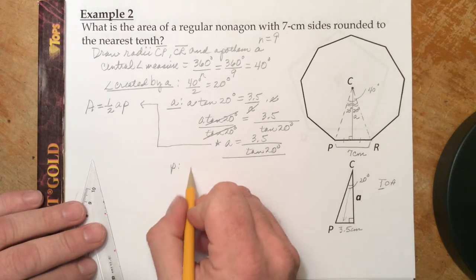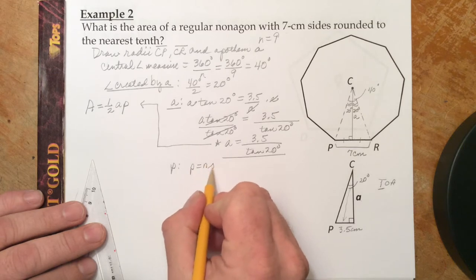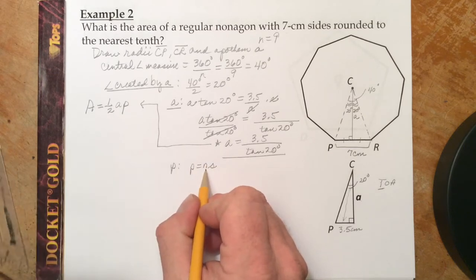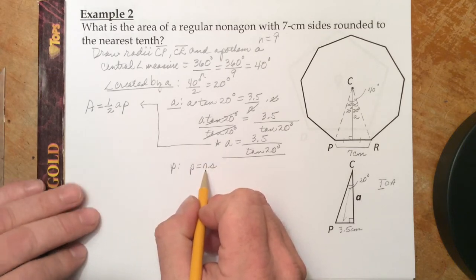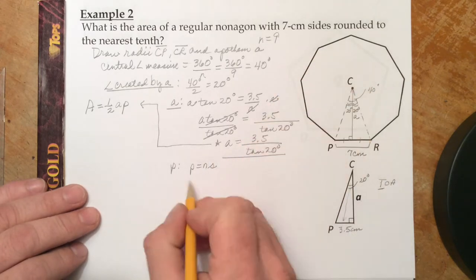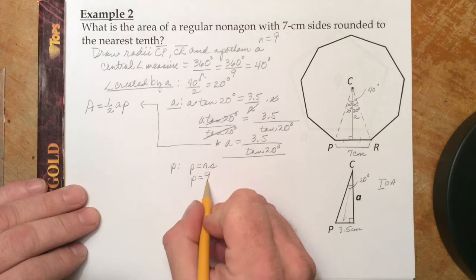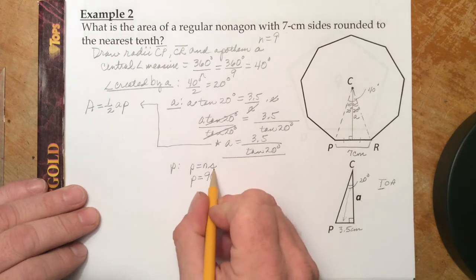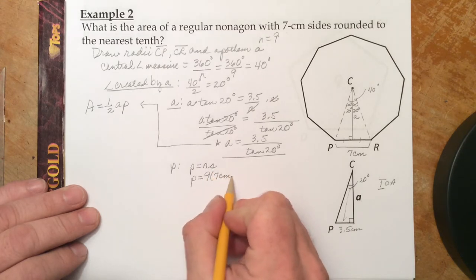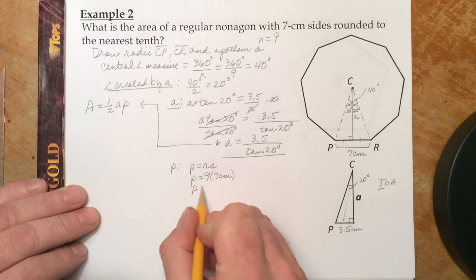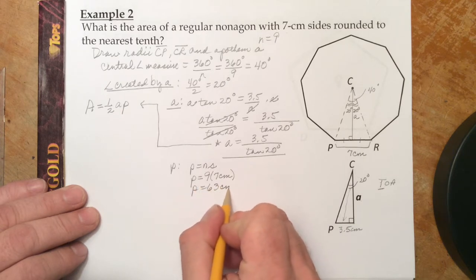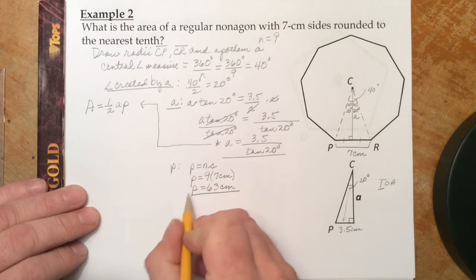For the perimeter, remember, P equals N times S, where N is the number of sides in the polygon and S is the length of one side. According to our problem, P is equal to N, which is 9, times the side length, 7 centimeters. That gives us 63 centimeters for our perimeter.